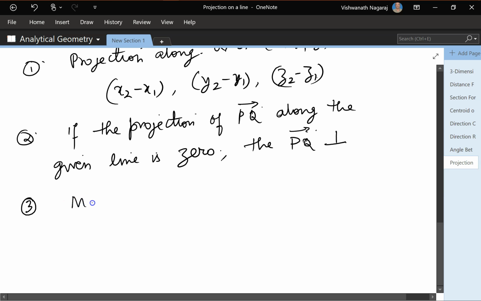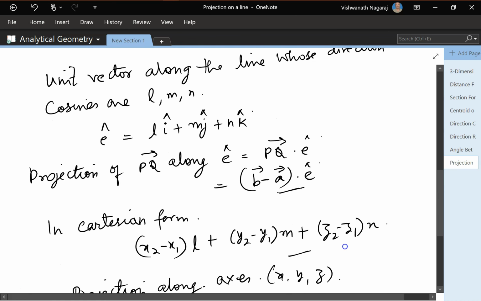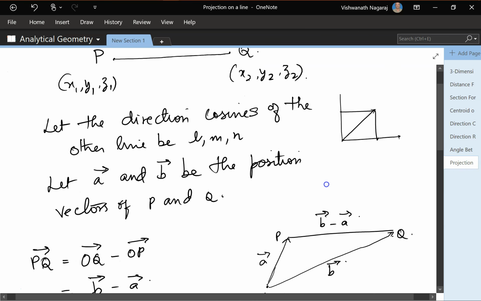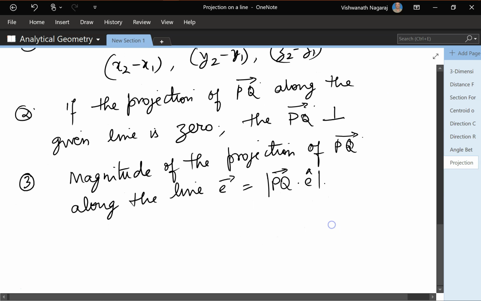Now the magnitude of the projection of PQ along the line E equals the magnitude of PQ dot E hat. You should be able to close your eyes and visualize this: you have a line, and you have another line which may be parallel, or might be pointing in some other direction. We want to project the line PQ onto that line. So how do we do it analytically? That is what this covers.